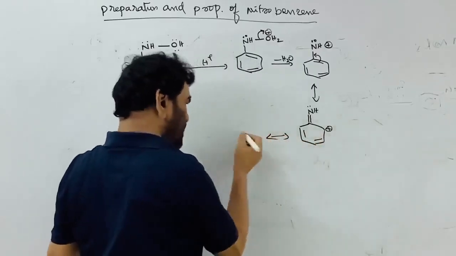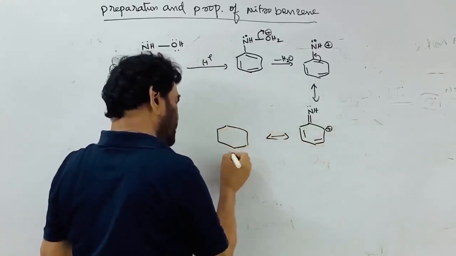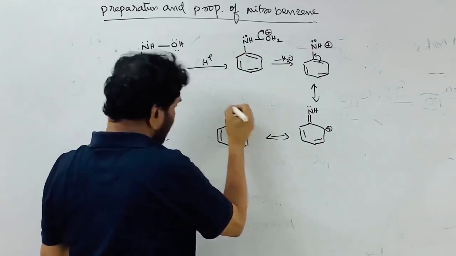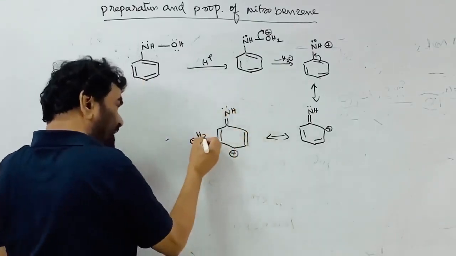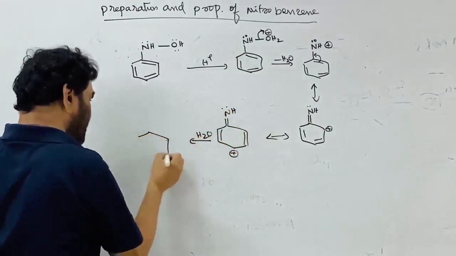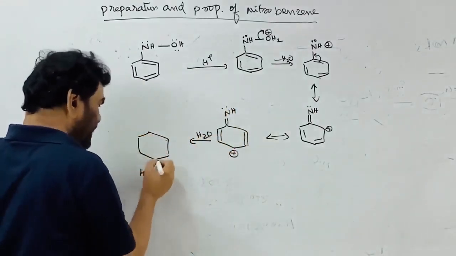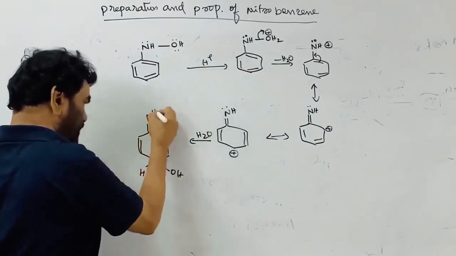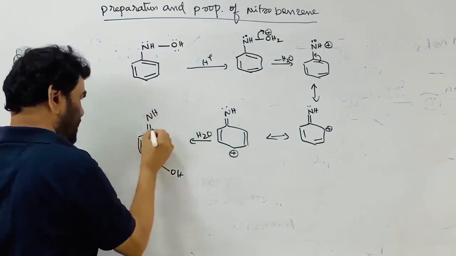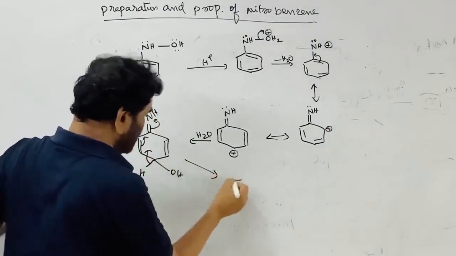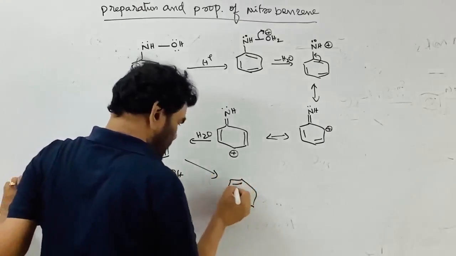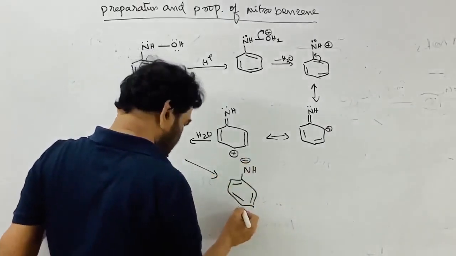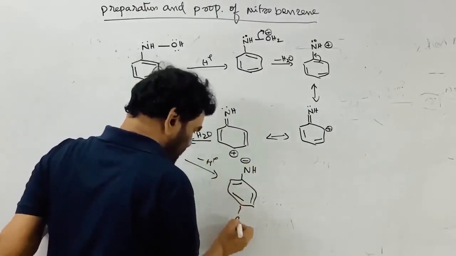Now this is NH. Now water is attacking on this. After attacking, the water introduces the OH group wherever water attacks, that is NH. This is converted into the double bond, double bond, double bond. This is NH minus, this is minus H plus, this is OH.